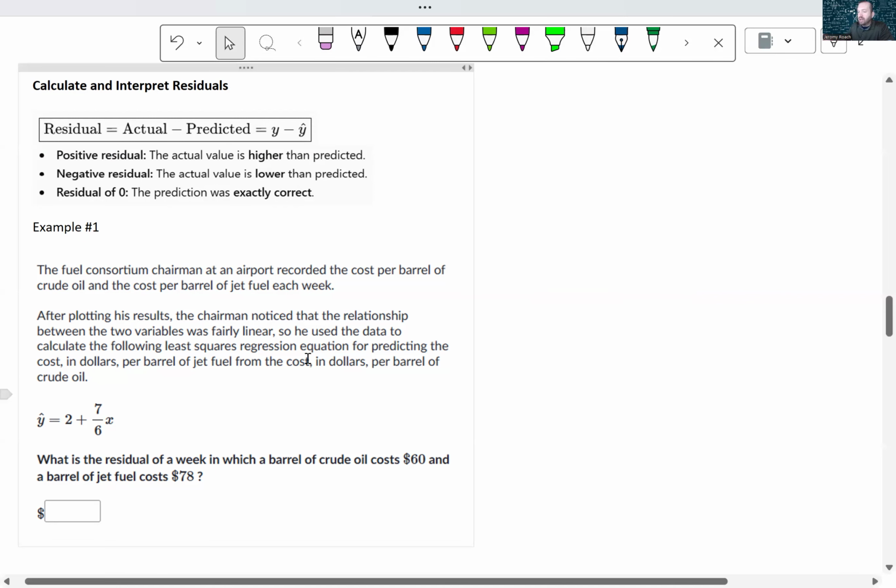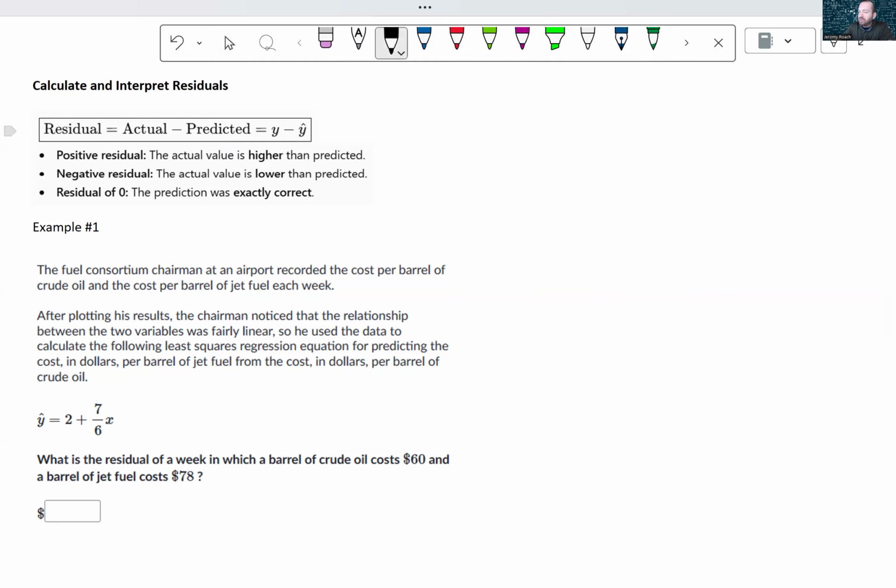Actually, we have that written here. So a positive residual is the actual value is higher than predicted. A negative residual means the actual value is lower than predicted. And then a residual of 0 means the prediction was exactly correct, which means that the data point we're examining landed exactly on the line of best fit.